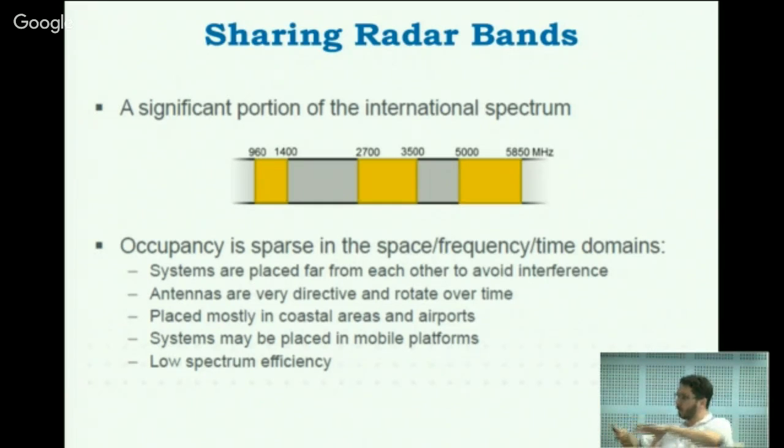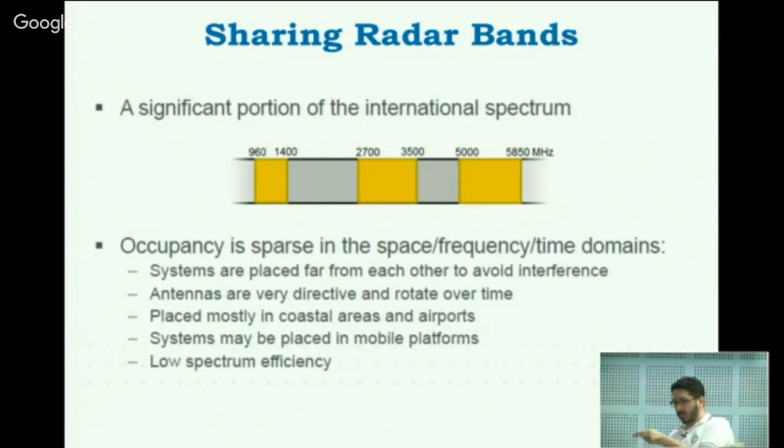So they place themselves far apart so that they don't interfere with each other, and therefore their quality of service is good. That's good for us because in the same space, if you place things farther apart, you have fewer systems to track. There are not so many radars you have to worry about. The antennas are very directive and rotate over time. Two good things. Very directive, right?